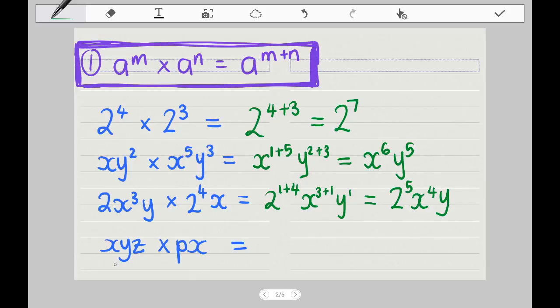y. Then this over here, we've got x, and there's 1 over there, and there's 1 over there. We've got y, and there's only 1 over there. We've got z, and there's only 1 over there. And we've got p, and there's only 1. So this here is x to the power of 2, y, z, p. Okay? We don't usually write the powers of 1 because we'll just make our work look really ugly. So if it's to a power of 1, we just leave it with no exponent.